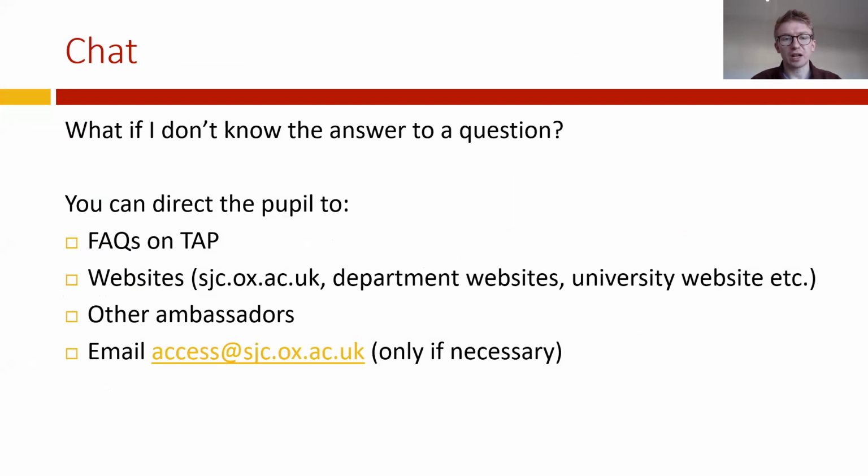So once you get onto the chat, what happens if you don't know the answer to a question? Well, there's an FAQ section on TAP. You can direct them to websites such as the SJC website, department websites, university websites. You can direct them to other ambassadors, and that includes members of the Access Office, or you can ask them to email access@sjc.ox.ac.uk.